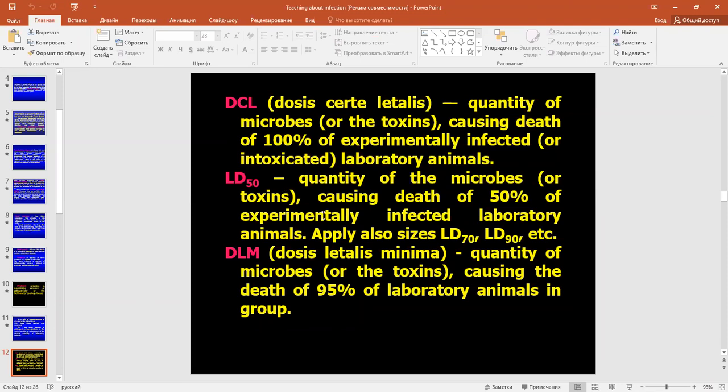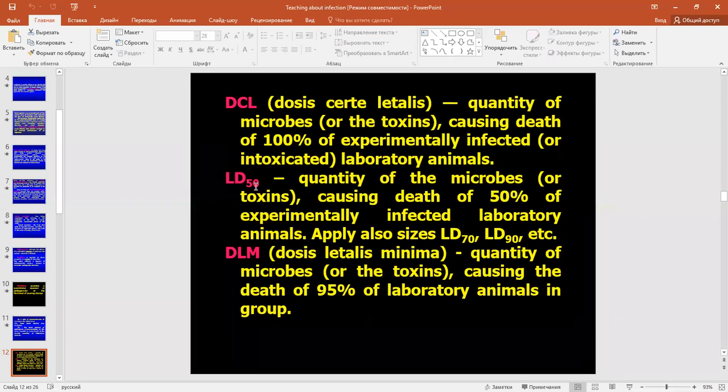LD50 is the quantity of the microbes or toxins causing death of 50% of experimentally infected laboratory animals. Doses LD70, LD90, and so on are also applied. Very often, the virulence of different strains is compared by using LD50.